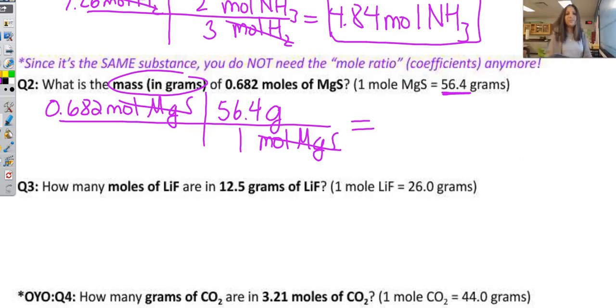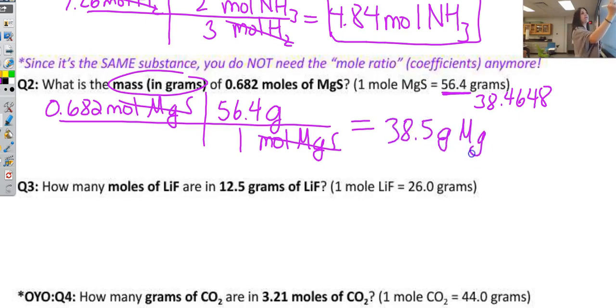So we're going to do 0.682 times 56.4. And I want 3 numbers. The answer I get is 38.4648. People getting that too? Okay. So if I want that rounded to 3 digits, what does this become on the count of 3? 1, 2, 3, go. 38.5. Very good. And now I have grams of the MgS. So I just switched from moles into grams of the MgS.